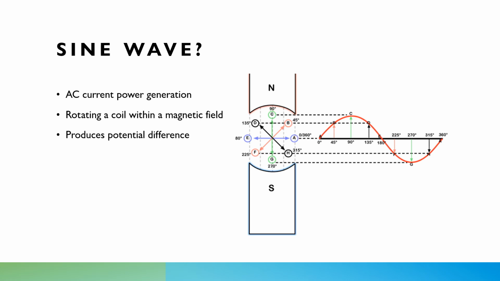And before I begin talking about what a polar representation and a rectangular representation of a sine wave actually means and what it looks like, it would be first better to understand how a sine wave is produced and how it relates to alternate current generation.